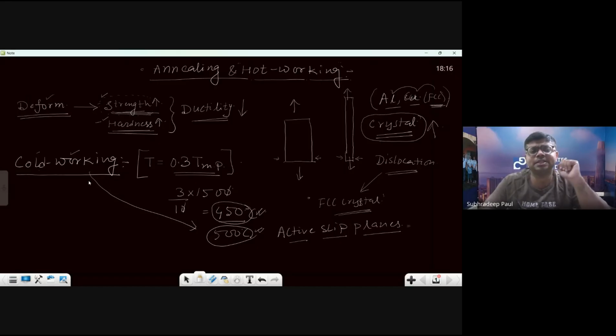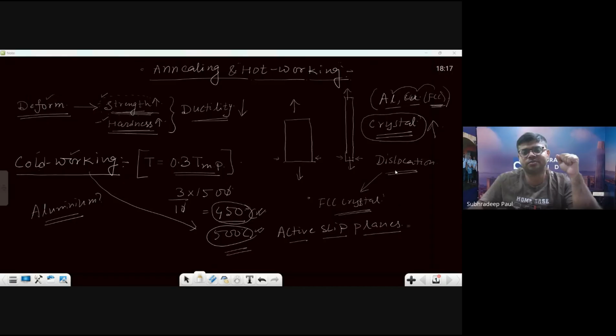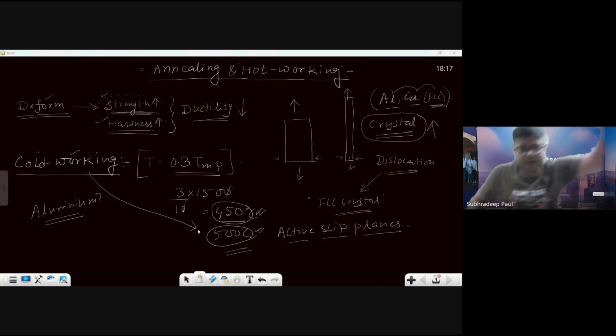But my question is, will this temperature be the cold working temperature for aluminium? Shruti, will this be the cold working temperature for aluminium? 500 degrees Celsius? Tell me. No, sir. Right, okay. So why do you say that? Because aluminium's melting temperature is already low. Yes. So aluminium, the melting temperature is how much?